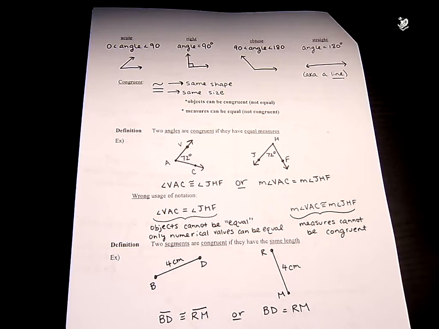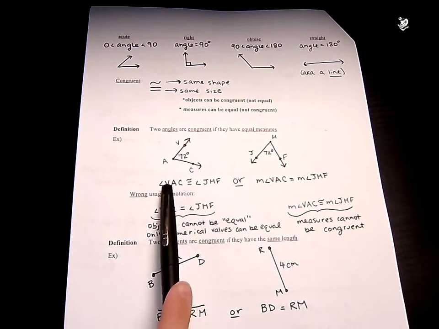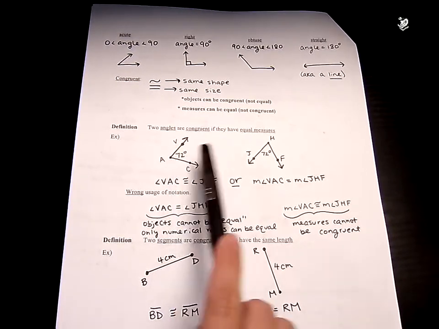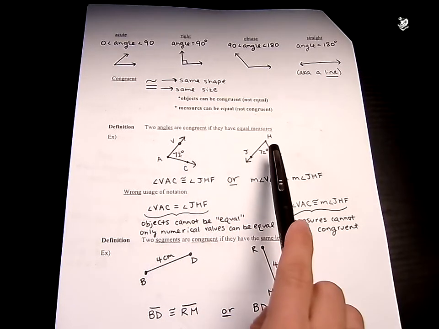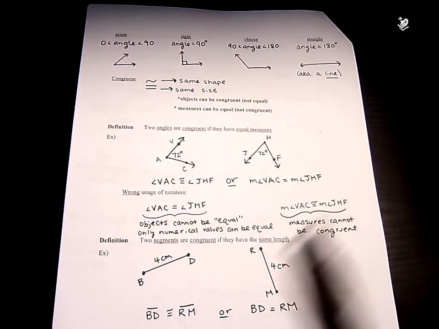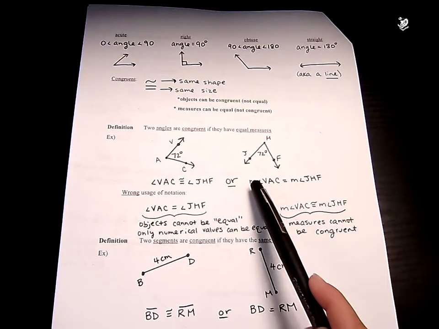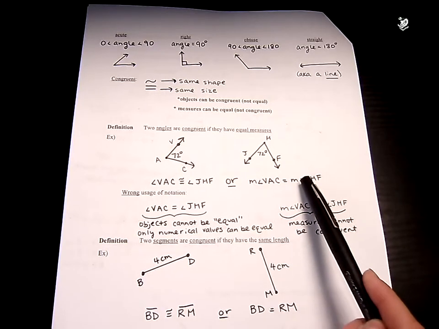Two angles are congruent if they have equal measures. So I've got angle VAC and angle JHF, and we can write that they are congruent to each other. Or they also have the same measure, and that's what it means to be congruent. Same shape, same size. They both have a size of 72 degrees. So we could write the measure of angle VAC is equal to the measure of angle JHF.